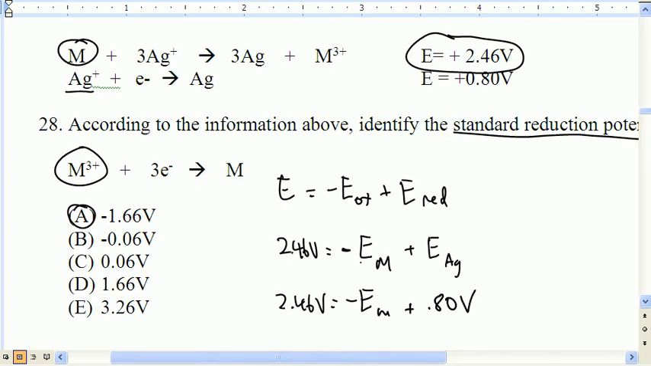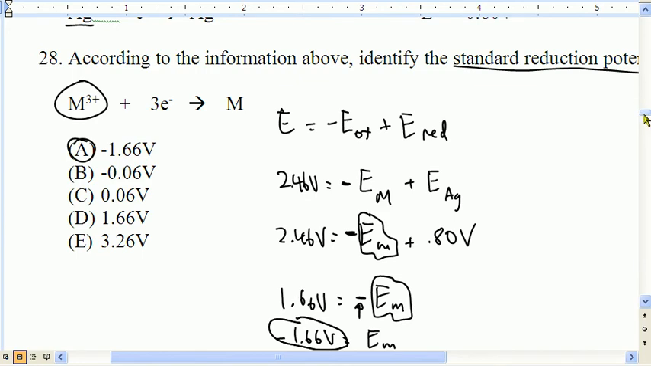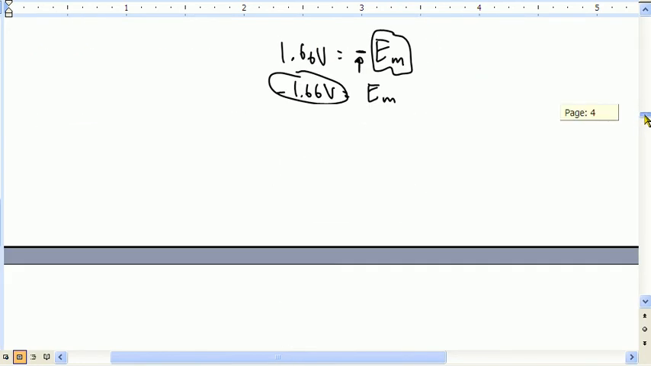Now, when they say the standard reduction potential of M, what we're looking for is the initial M. We're looking for this. Because when you flip it, that's what makes it oxidized. So we're looking for it without the negative on it. So you're going to go 2.46 minus 0.80 is 1.66 volts is equal to negative E M. And we want E M, we want what it was on the chart. This is what made it oxidized. So negative 1.66 volts equals E for M. And that's the reduction potential. It's a tricky problem. I want you to look at that a couple times.